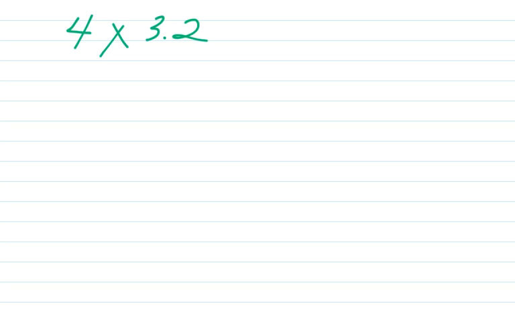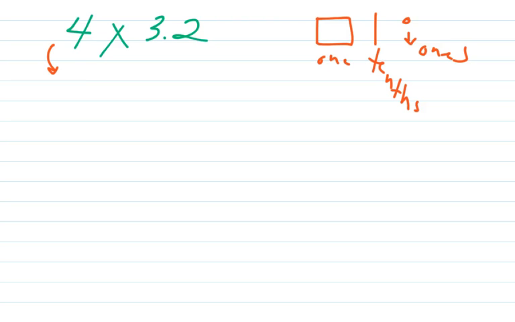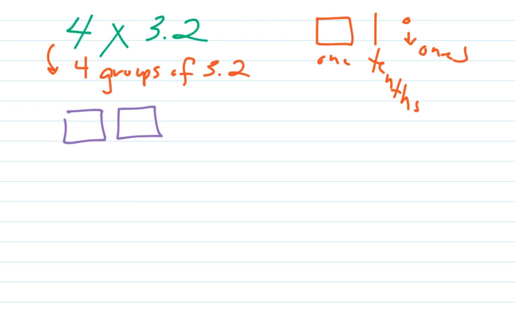So what I would do on the side is remind myself of what the quick drawing looked like. Our square would be the 1, the flat would be the tenths, and the circle would be the ones. Remember, I'm going to use grouping language: 4 groups of 3 and 2/10. I'm going to start off with taking 3 of these and then 2 of those. So my first group would be 1, 2, 3, because there are 3 ones, and then 2/10.